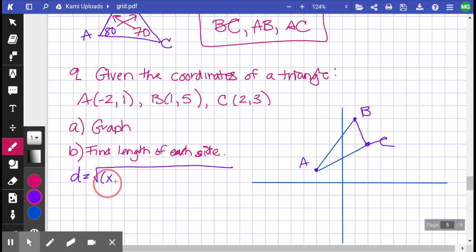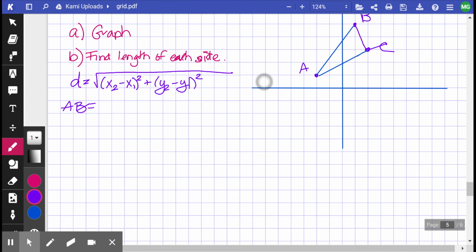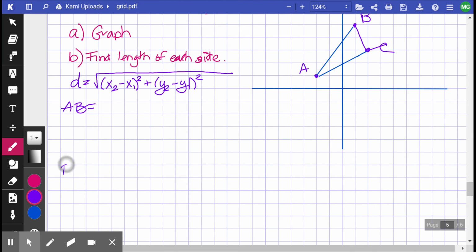So you've got x sub 2 minus x sub 1, and you should be pausing here, and you should have written this down on your own. And there's our distance. So now I want you to use that distance formula to find the length of AB, find the length of BC.